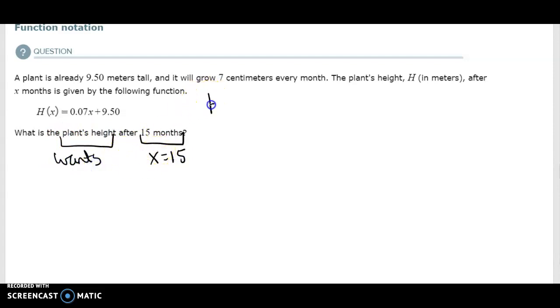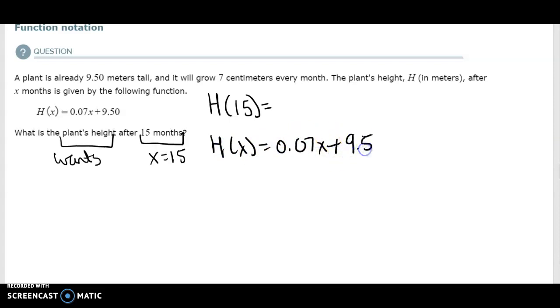So it wants to know the height after 15 months is what we're going to try to find, but we're going to start with what h is, and then we're going to input everywhere we see an x, we're going to put that 15 months.